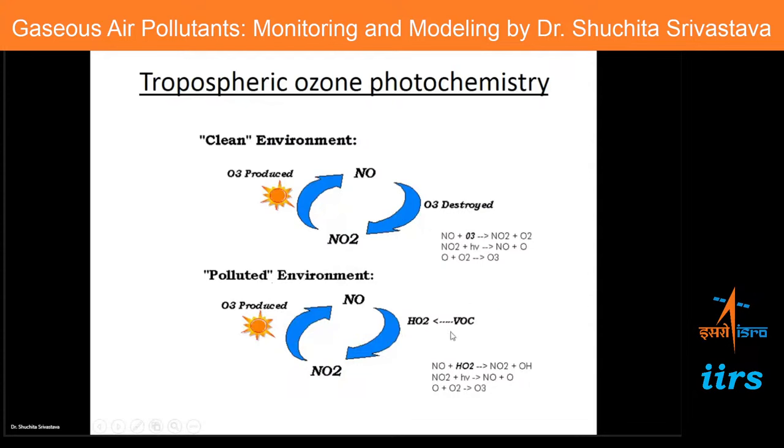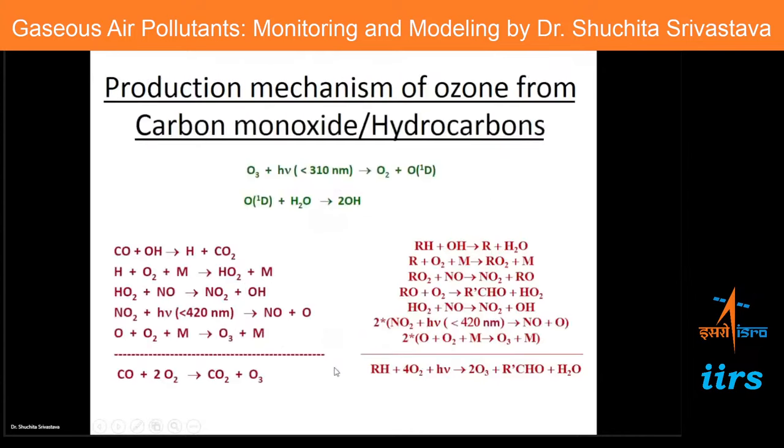So here you can see that now in this process, NO doesn't react with ozone. So there is no loss of ozone, only production of ozone. So in the polluted environment, rapid production of ozone takes place if there are favorable concentrations of nitric oxide, nitrogen dioxide, and other pollutants. So this is the production mechanism of ozone from carbon monoxide and hydrocarbons. The production mechanism of ozone depends on ozone itself.